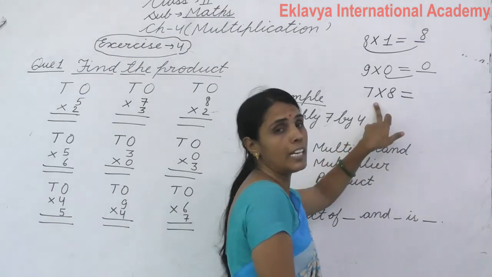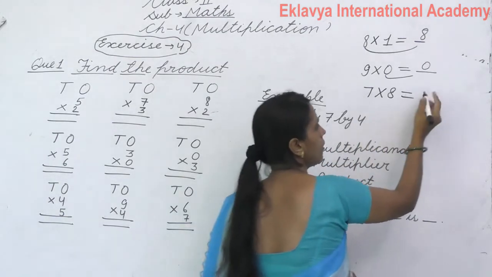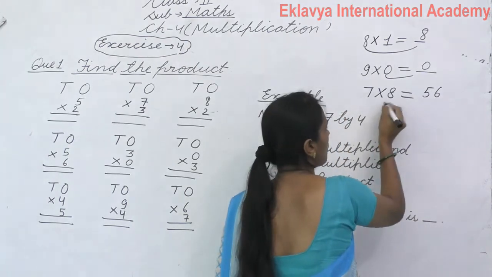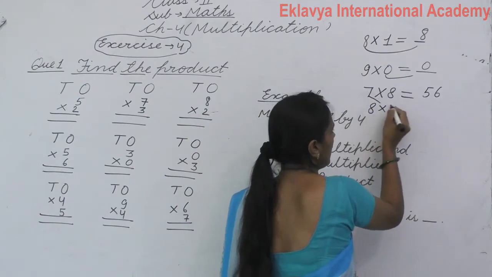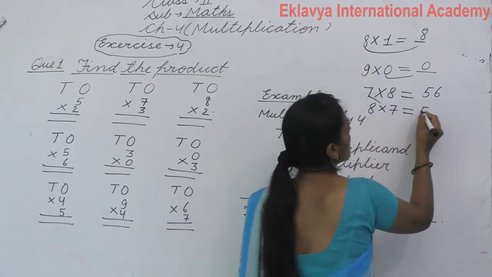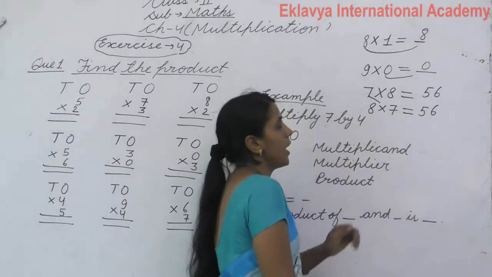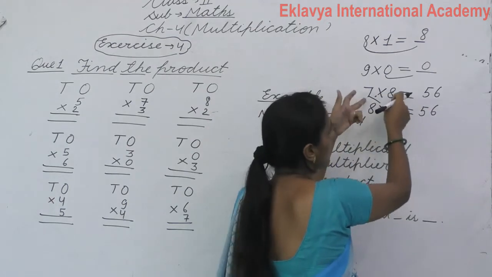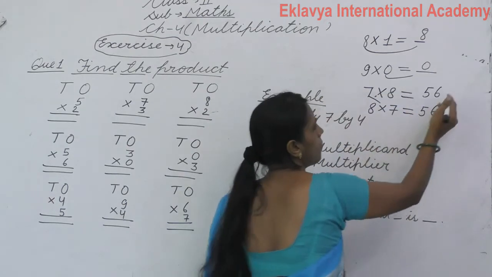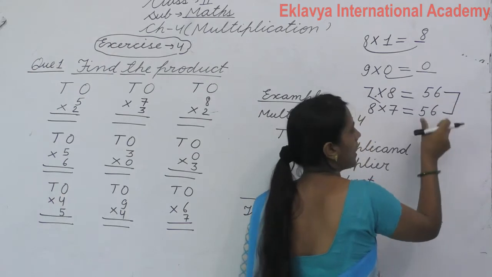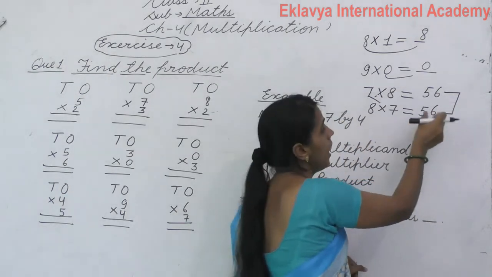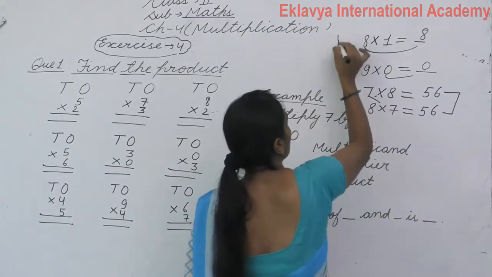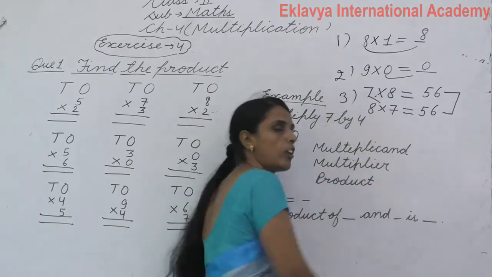I have given that type of digit. Listen, 7 8s are 56. If I change that order, suppose I write 8 here and 7 here, that also we will get 56. Listen, student. If we change the digit, अगर हम किसी भी डिजिट को चेंज करते हैं तो हमारा प्रोडक्ट कभी भी चेंज नहीं होता, हमारा आंसर कभी भी चेंज नहीं होता, आंसर हमेशा हमारा सेम ही होता है. That is your third property. First, second and third. Got it, student?